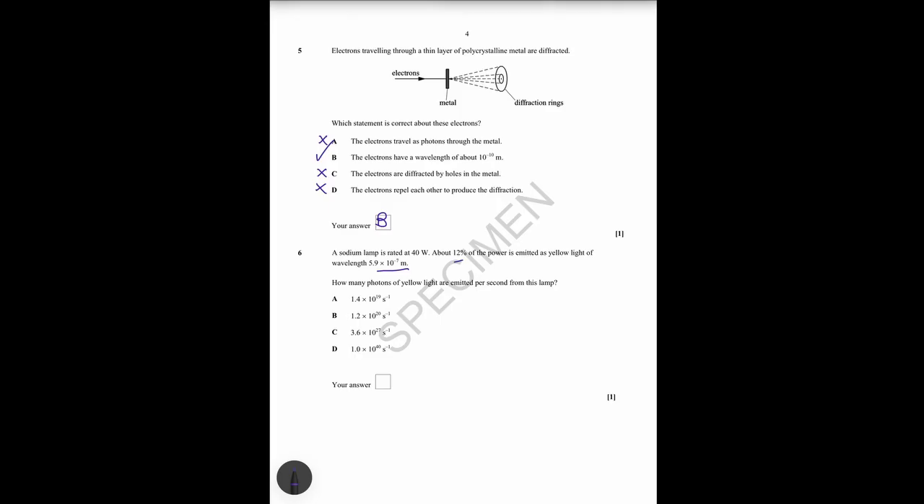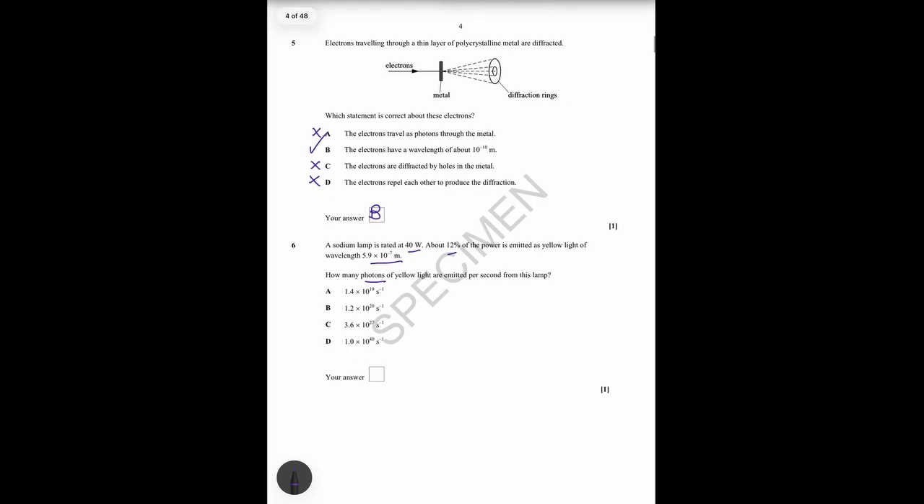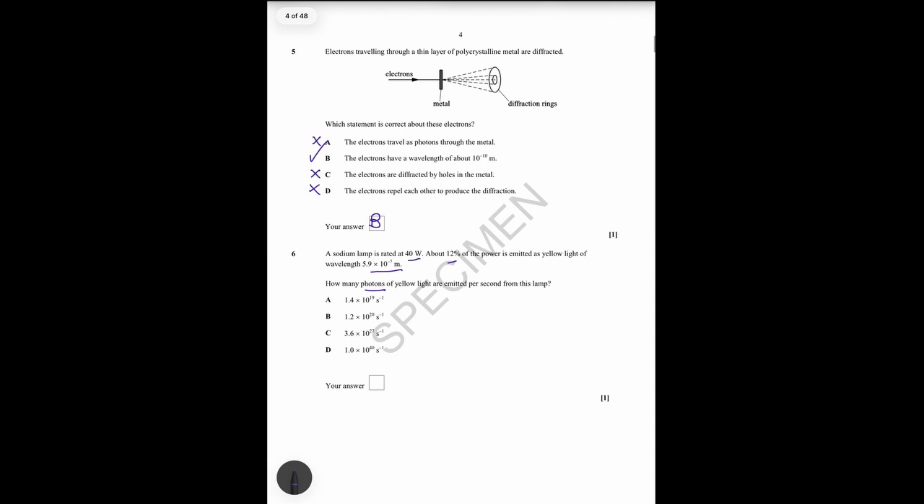But they've given a percentage here, they've given me power, and it says how many photons. So this has got everything that you could possibly hope for in a question. Using a formula, and also coming up with your own formula, and trying to understand what's going on. So let's have a go. Okay, so the first thing I know, because it's giving me the wavelength and it's about photons, is that the formula we're going to have to use is E equals hc over lambda.